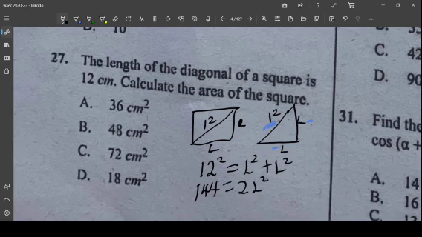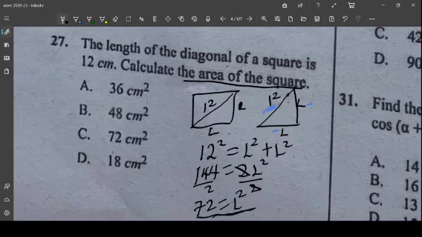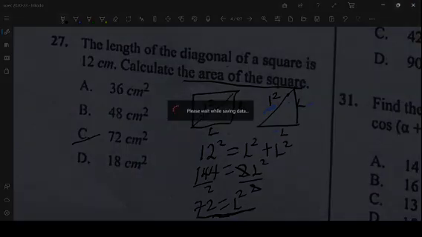If I divide both sides by 2, I'm going to have 144 divided by 2, which is 72, equals L squared, since we cancel the 2. So what is L squared? L squared is the formula for the area of the square, which is what I'm told to find. We know that the formula for the area of a square is length times length, which is length squared. So from what I have here, length squared, which is the area, is equal to 72. So that's my final answer.